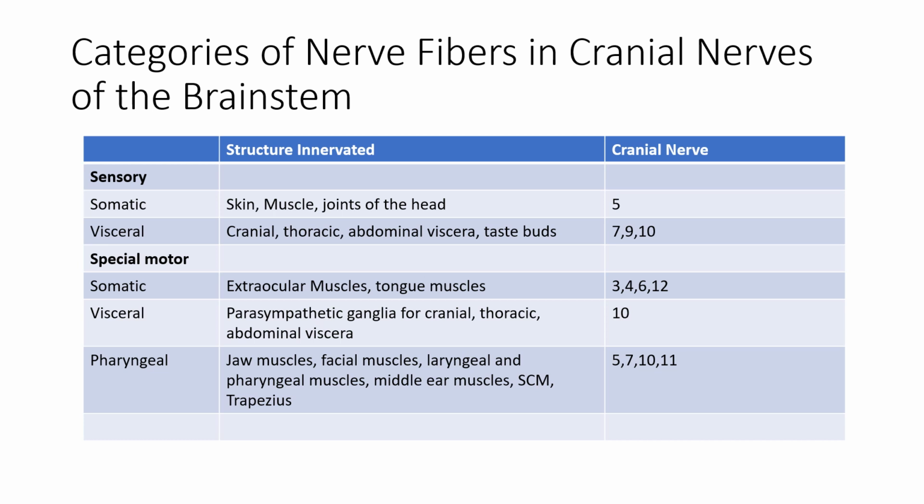Special motor, soma, extraocular muscles, so the eye muscles that we talk about. So the SO4, LR6, all others 3, so there's 3, 4, and 6. And then tongue muscles as well, so 12. Visceral, parasympathetic ganglia for cranial, thoracic, and abdominal viscera. It's got to be cranial nerve 10, so what else would go all the way down there? Pharyngeal, jaw muscles, facial muscles, laryngeal and pharyngeal muscles, middle ear muscles, SCM, and trap. And there is trigeminal, okay, so 5, 7, 10, and 11.